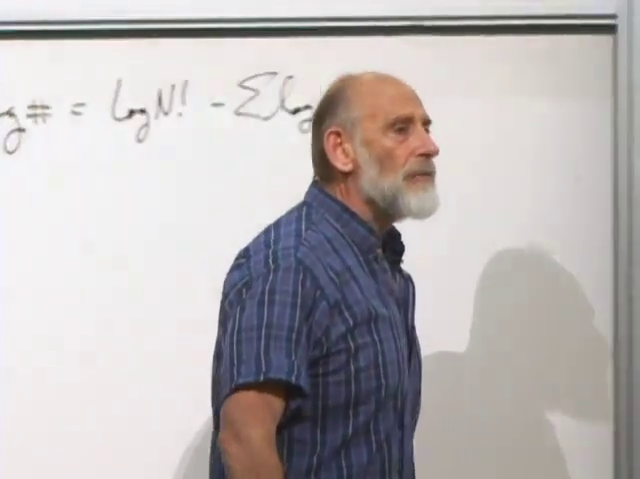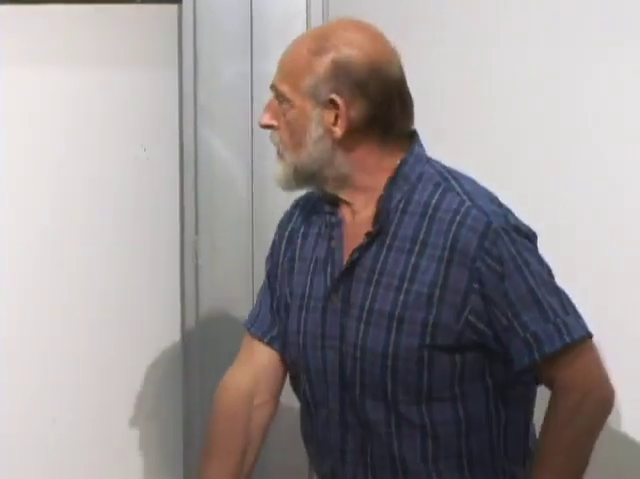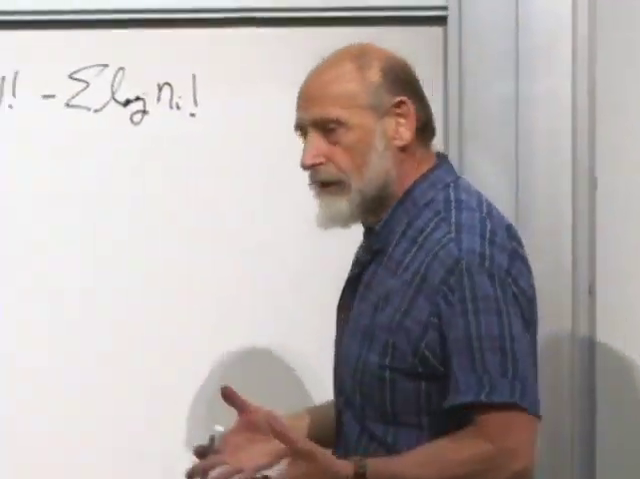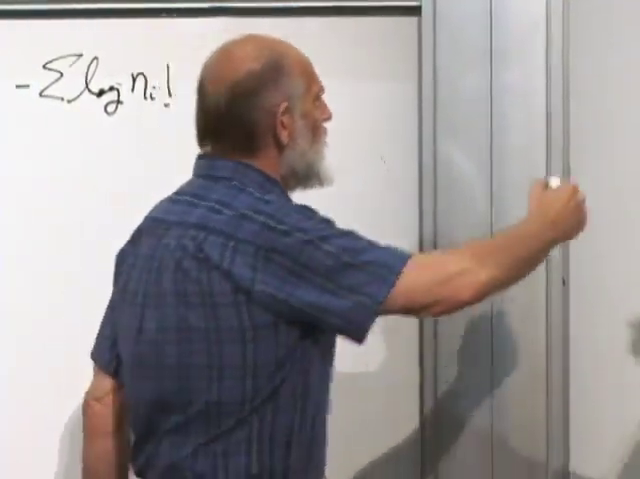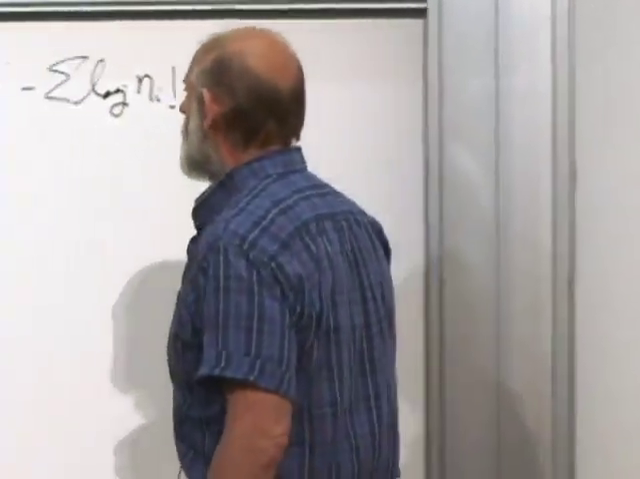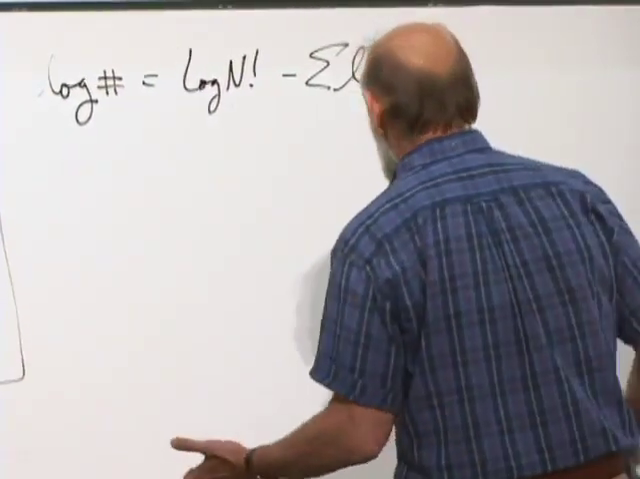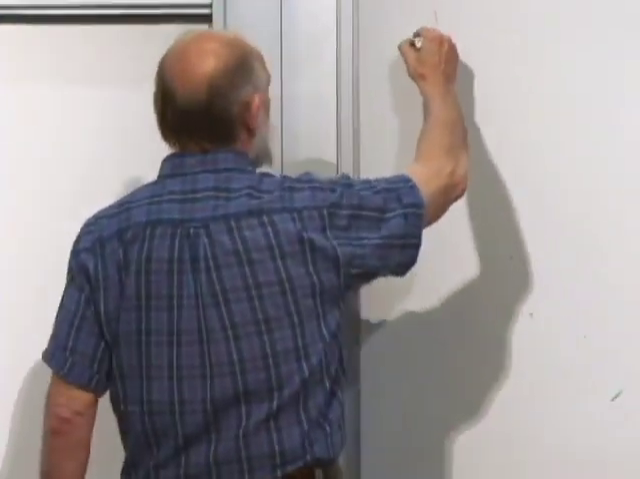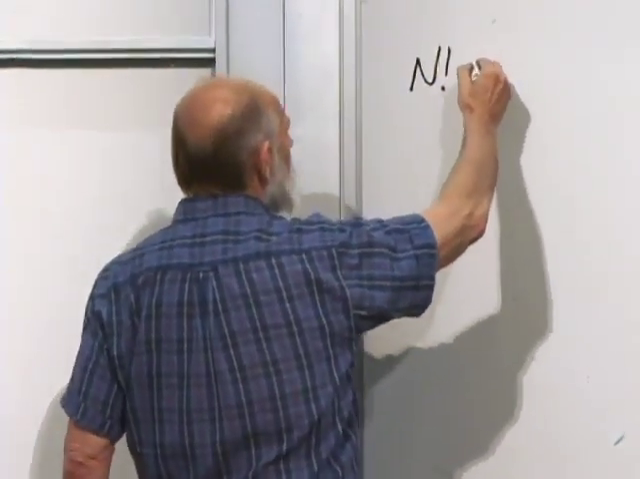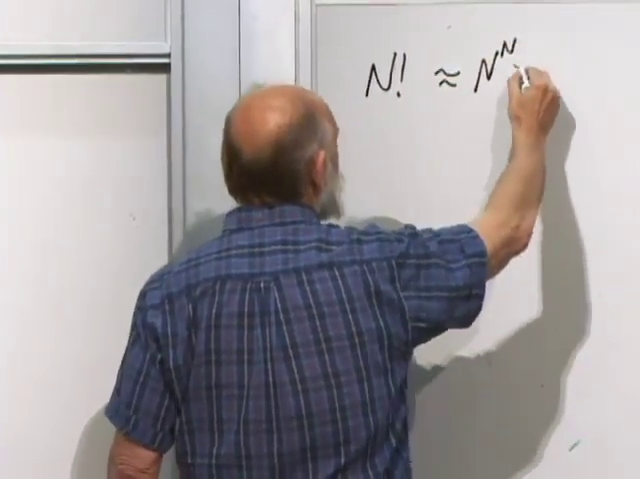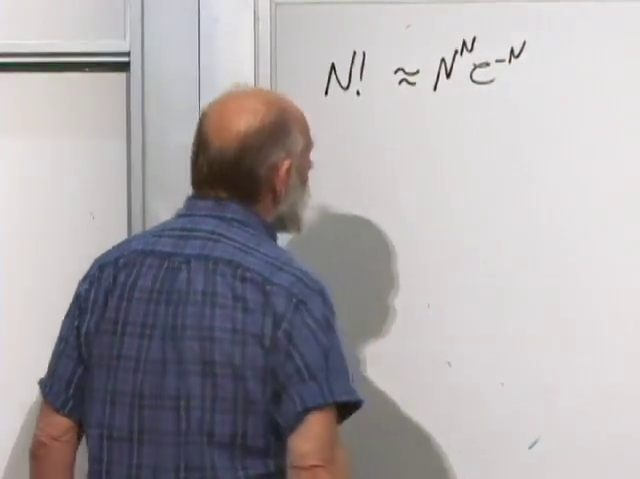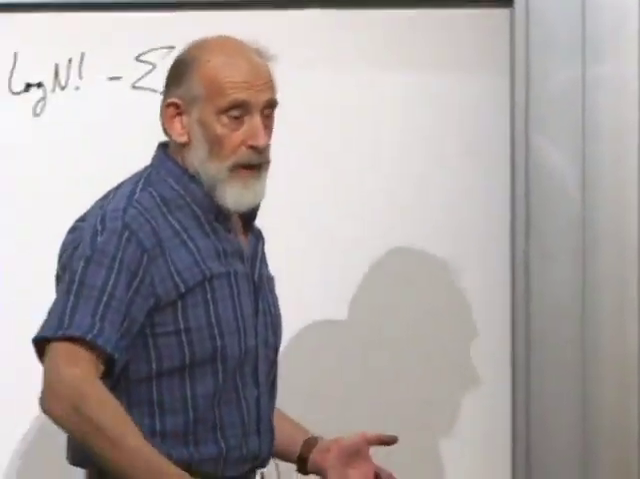But now the simplification happens when we use the Stirling approximation. Stirling approximation is the trick that makes all of this work and work out beautifully. So let me remind you what it is. The Stirling approximation can be written in one of two ways. It can be written as n factorial is approximately equal to n to the n e to the minus n, or you can take its logarithm.